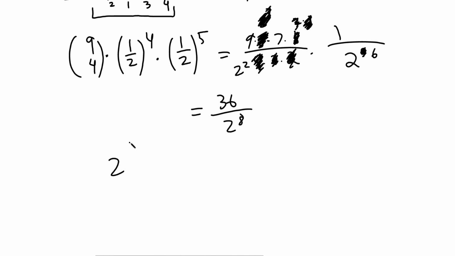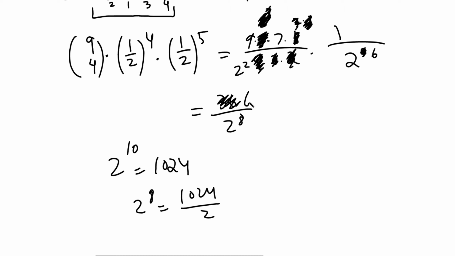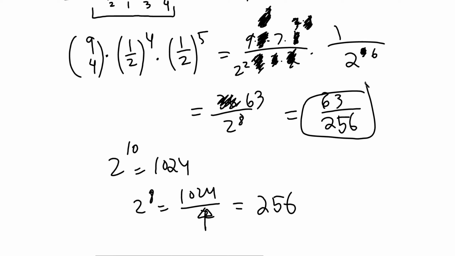Now we know that 2 to the 10 is 1024. So therefore 2 to the 8 is equal to 1024 divided by 2, which is 512. Actually, divided by 4, not 2, right? Because we're dividing this by 2 squared. So that's equal to 256. So 36 over 256 is 63 over 256, which is your final answer.